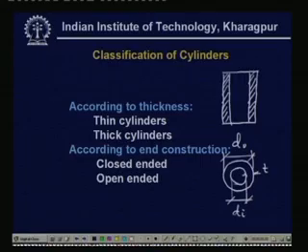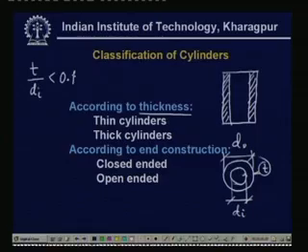Now, cylinders are classified according to various criteria. One is according to the thickness. Now, if this t, that is the thickness of the cylinder, is very small compared to di, then we call this a thin cylinder. Now, how small? The practice is t by di must be less than 0.1. So, if the thickness of the cylinder is less than 10% of the internal diameter, then we call this a thin cylinder. Then if this is not satisfied, that is t is sufficiently thick, then we call it a thick cylinder. Now, in this class we are going to discuss thin cylinders. Remember, in thin cylinders the thickness is very small.